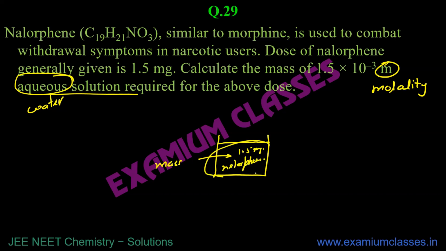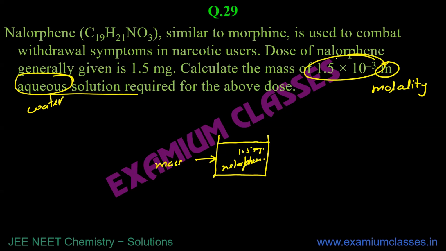So you have to calculate this whole mass, which has 1.5 milligram nalorphine. The molality of this is given. And if molality is given, it means you know that 1000 grams of water will have these many moles, 1.5 into 10 power minus 3.